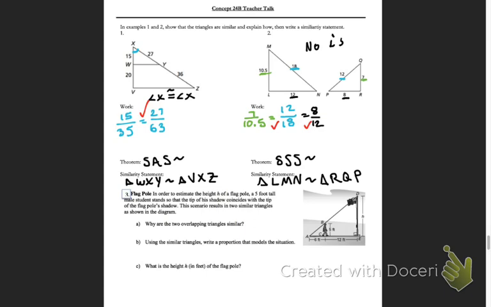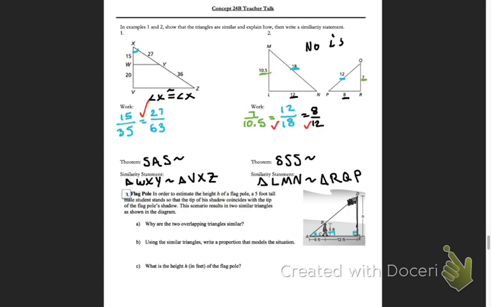And lastly, number 3, a flagpole. In order to estimate the height h of a flagpole, a 5-foot tall male student stands so that the tip of his shadow coincides with the tip of the flagpole's shadow. This scenario results in 2 similar triangles, as shown in the diagram. We've got 3 parts, A, B, and C. A, why are the 2 overlapping triangles similar? Well, let's take a look.